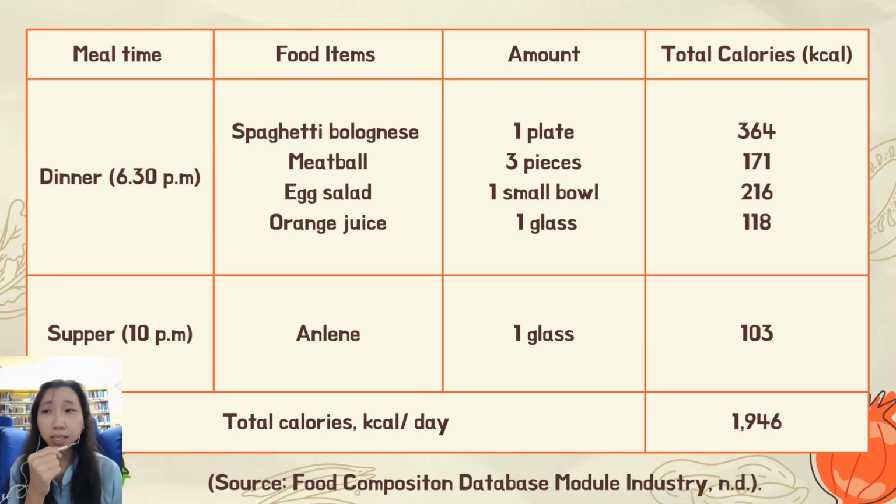Next, until 6:30 p.m., May will have her dinner, which is 1 plate of spaghetti bolognese, around 364 calories, 3 pieces of meatball, around 171 calories, 1 small bowl of egg salad, around 216 calories, and 1 glass of orange juice, which is 118 calories. Next, until 10 p.m., she will have supper, which is 1 glass of egg, which is around 103 calories.